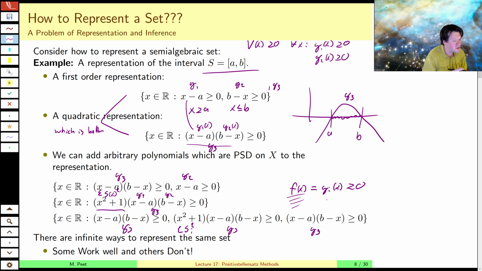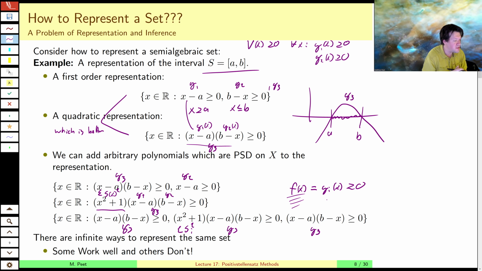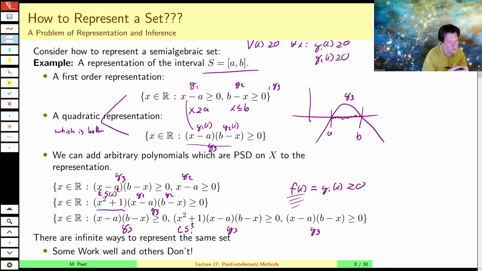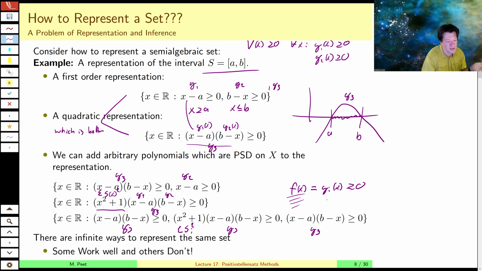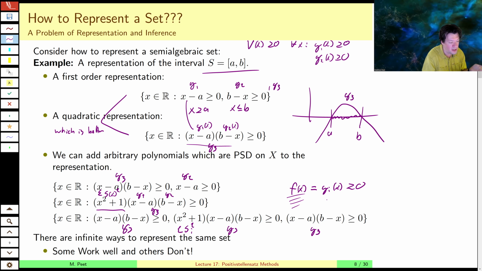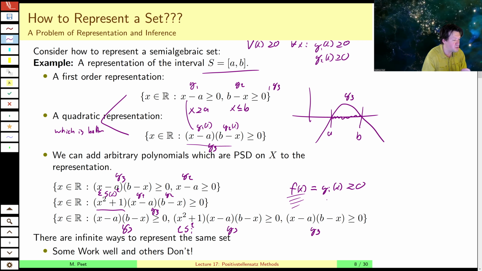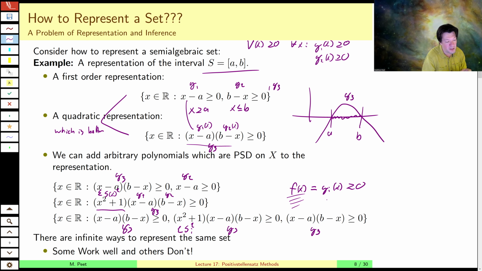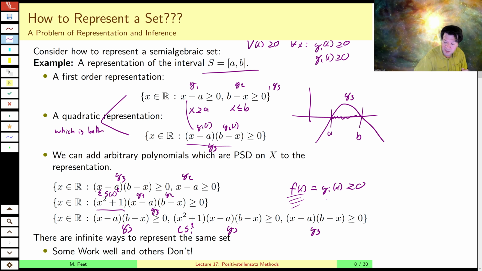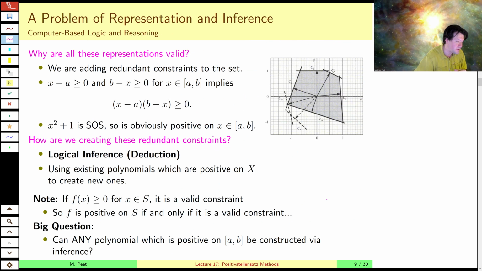So the question of representation of these sets is really what we're going to be focusing on, because that is actually the question of how well the sum of squares works. When sum of squares for local positivity doesn't work, it's usually because you have a bad representation of your set. But understanding what is a good representation of a set is really tricky. And that's why we have positive Stellensatz sets.